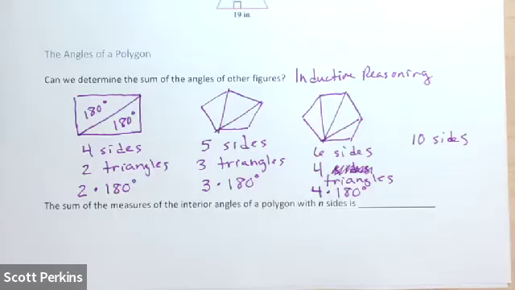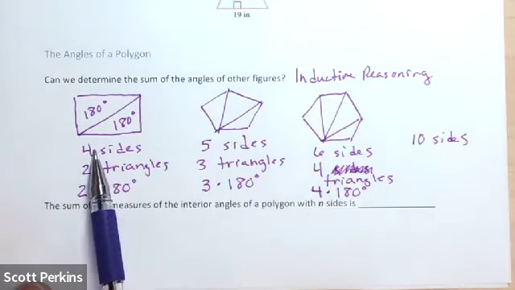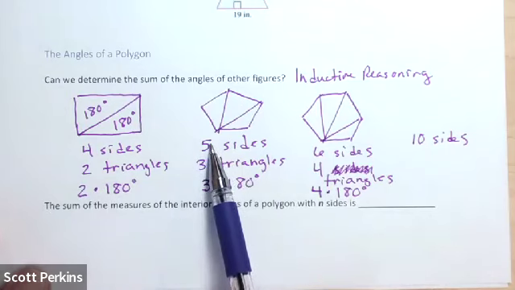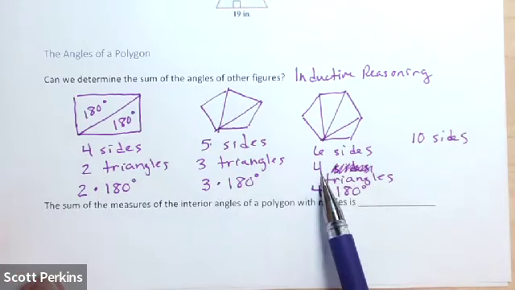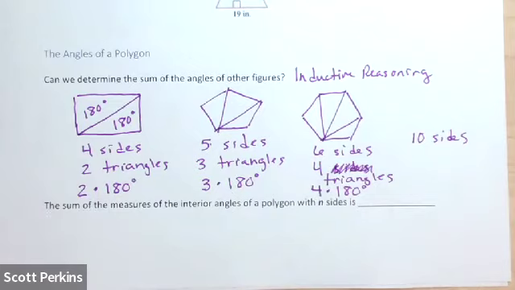Here's the inductive reasoning. When I had 4 sides, we were able to divide it up into 2 triangles. When I have 5 sides, I was able to divide it up into 3 triangles. 6 sides, 4 triangles. What's the relationship there between the number of sides and how many triangles I can make? It's always 2 less.